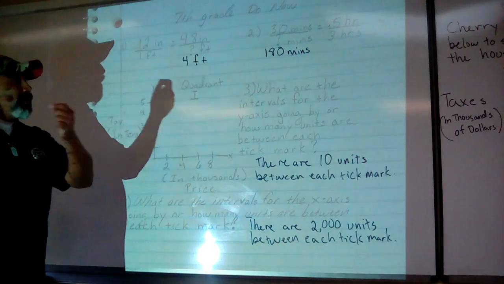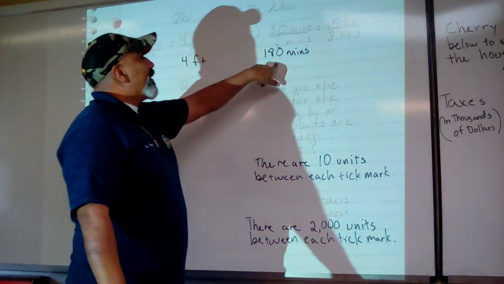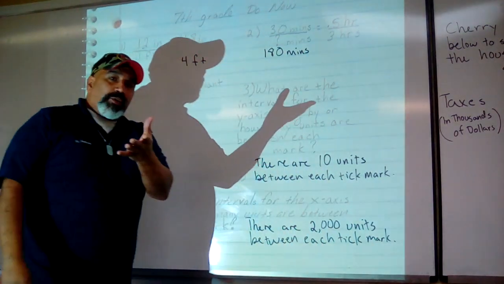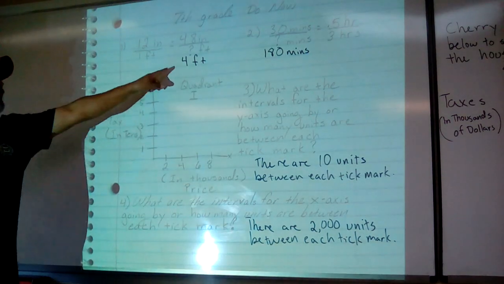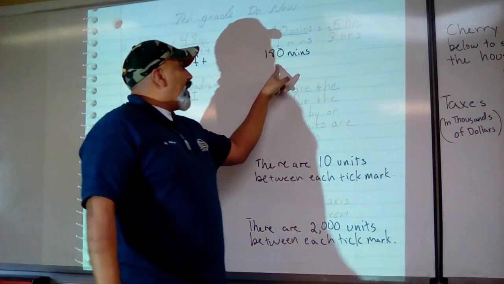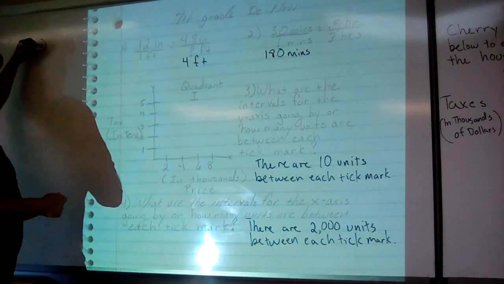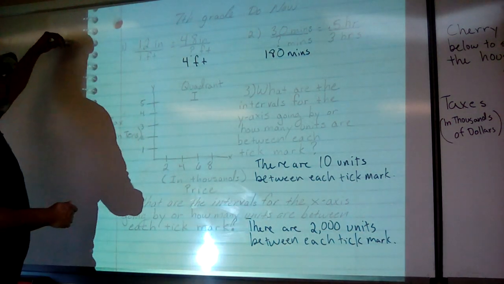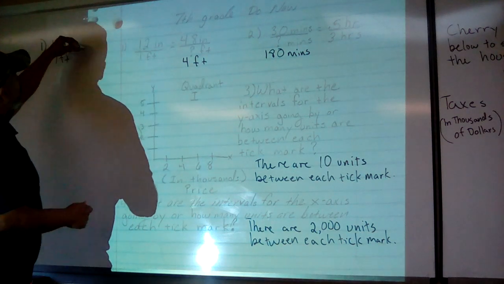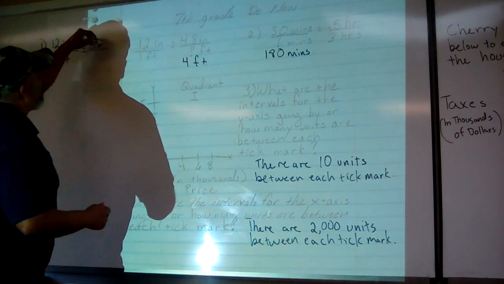I'm going to explain how we get 4 feet and how we get 180 minutes. Those are for the students that don't understand why this would be 4 feet and why this would be 180 minutes. Okay, question number 1. We have 12 inches to 1 foot equals 48 inches to how many feet?